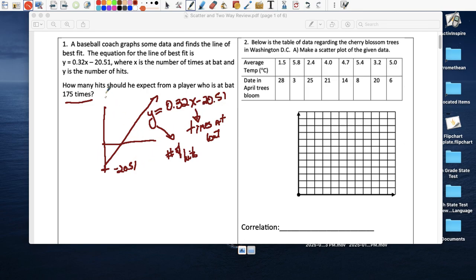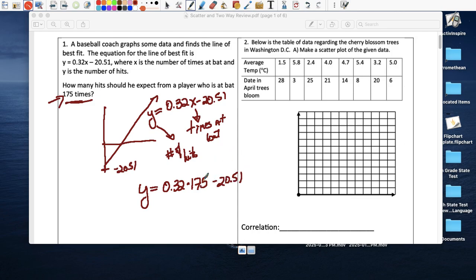So in this case, there's a baseball player. He's going to be, I don't know, for let's say a quarter of the season, going to bat 175 times, and how many hits will he have? All right, so that's easy. y equals the total number of hits is going to be 0.32, and he's going to go at bat 175 times. So we're going to put it over here, replace the x, 175, minus 20.51.